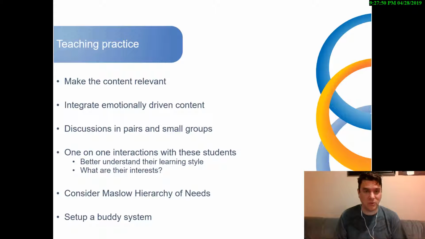So to be able to set up a buddy system, even in the class for the duration of the course, could help a student like this work with perhaps a local student and practice their English more, maybe get to know other groups outside of the class, start to meet new people, and also have someone from the class to work on different assignments and things together.